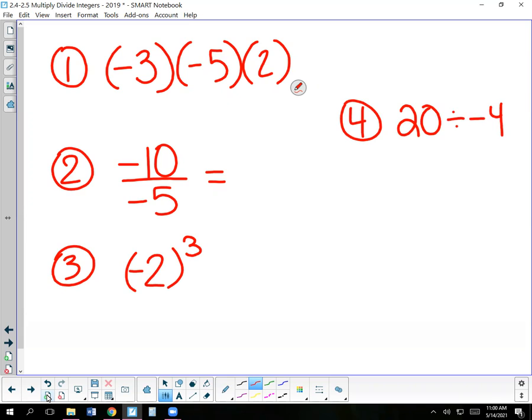Okay, those 4 problems. Remember, when you're multiplying or dividing, if you have double negatives, it's positive. Other than that, it's negative. You should know positive times or divided by positive is positive, so I don't mention that, but double positives do not make a negative, just to clarify. I'm going to put the parentheses.